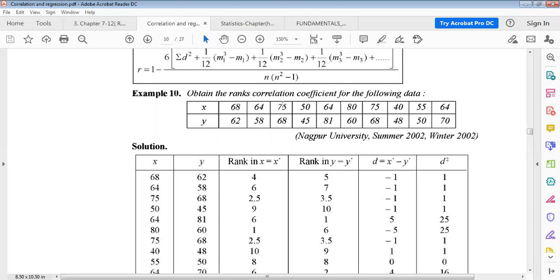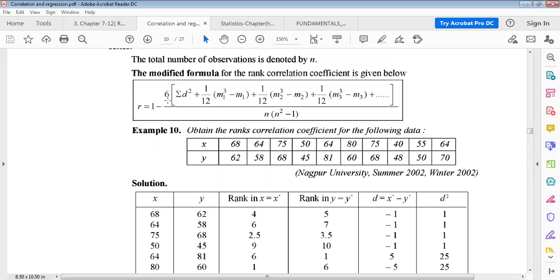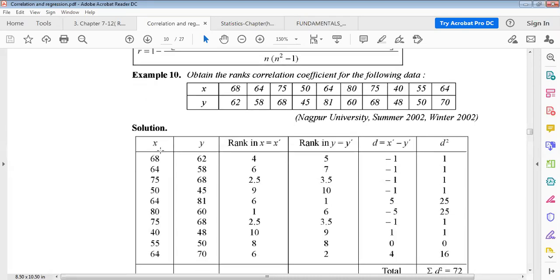Now obtain the rank correlation coefficient for the following data. There will be repeated ranks, and for the repeated ranks we have to modify the rank correlation formula like this: r = 1 - 6 { summation d squared + 1/12 (m1 cubed - m1) + ... }, where m1 is the first repeated rank count, m2 the second repeated rank, and m3 the third, and so on. The denominator will be the same. Now these are the x values, and these are the y values given here.